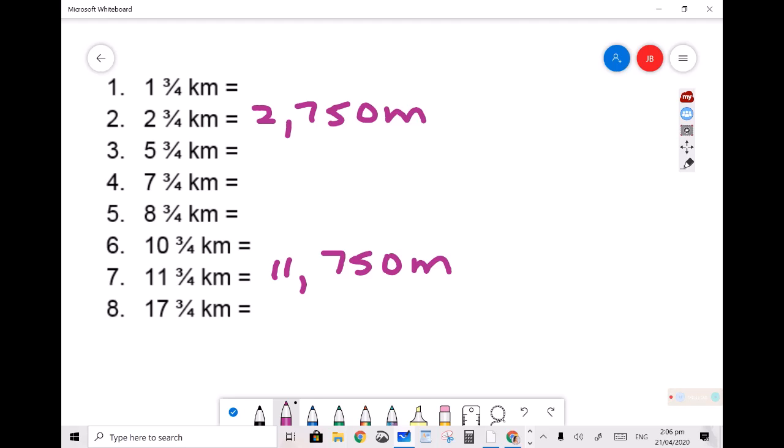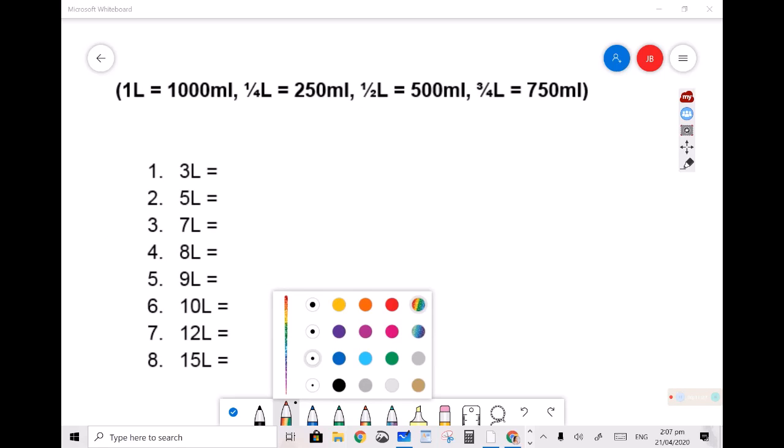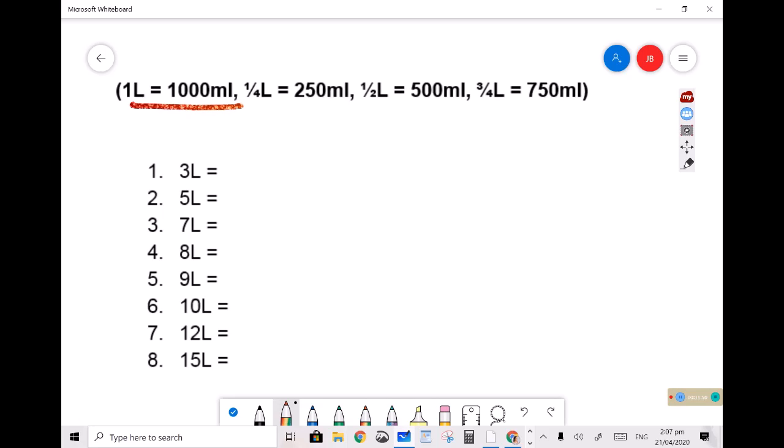So we would look at capacity now, in terms of volume, using liters and milliliters. The conversion is again very similar to the other conversions, which is of benefit to you. 1 liter is equal to 1,000 milliliters. A quarter liter is 250 milliliters. A half liter is 500 milliliters, and 3/4 would be 750. So it is quite similar.